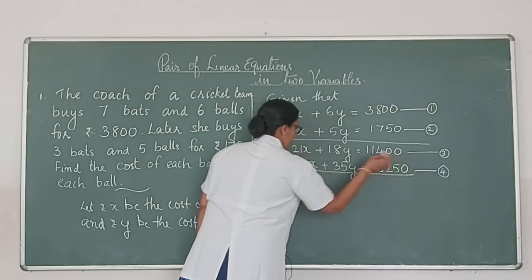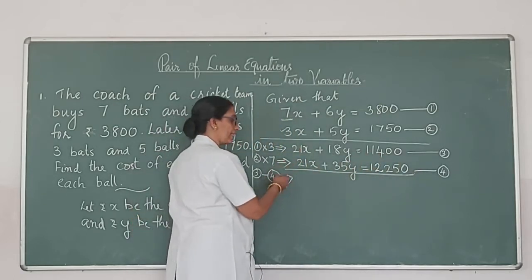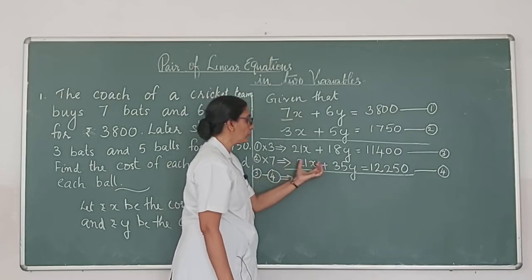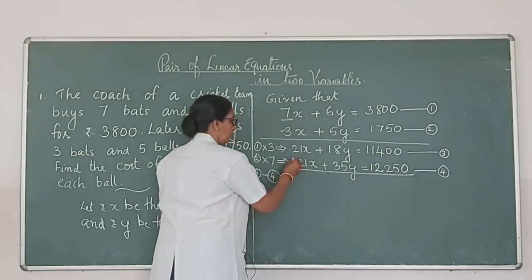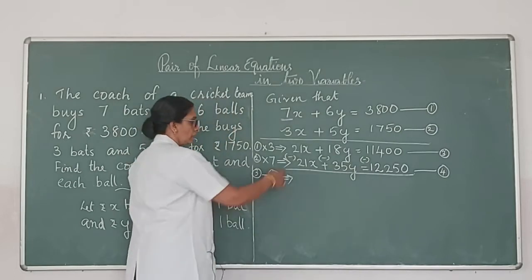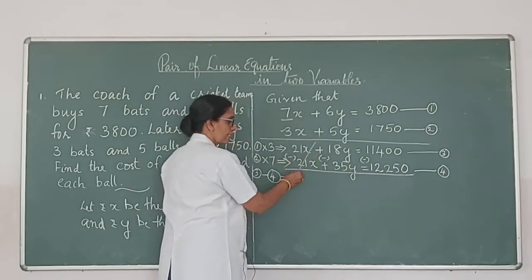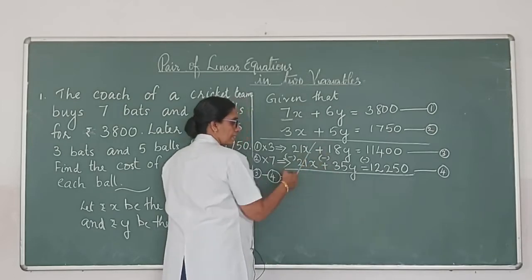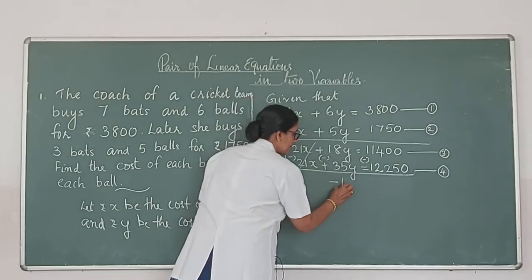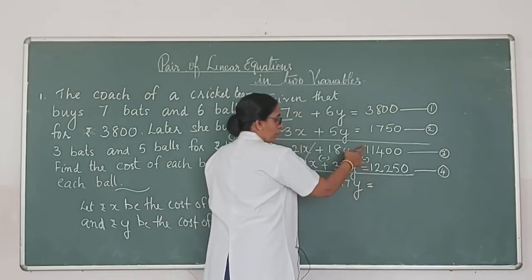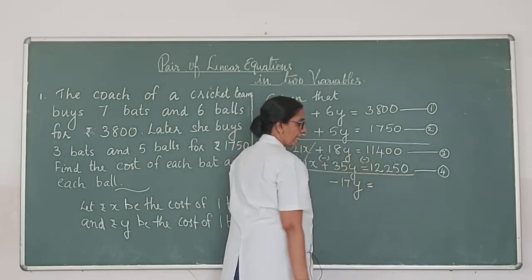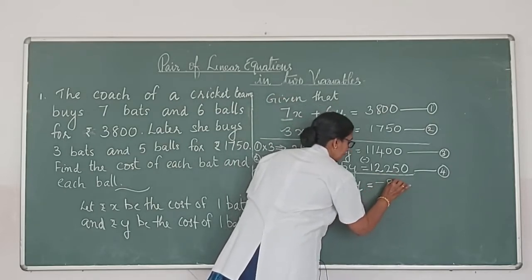Okay. So, for addition, we can just do the addition. But if you are subtracting, we have to change the sign of each term in the second equation. So, here minus, here also minus. So, 21x minus 21x eliminated, 0. Then x term eliminated. Then 18 minus 35, it is minus 17y equal to 11,400 minus 12,250, it is minus 850.